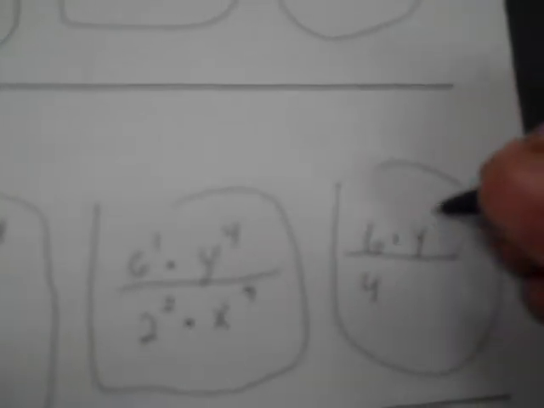Okay, so these ones with the negatives have to change. The 6 to the 1 and the y to the fourth don't, but then the 2 goes to the bottom to a second, and the x goes to a 9. So that's 6, that's 4, and then times y to the fourth times x to the ninth. Now, some teachers would have you reduce that to 3 over 2. You can if you want. It's not mandatory. Okay, didn't give you a lot of room here.